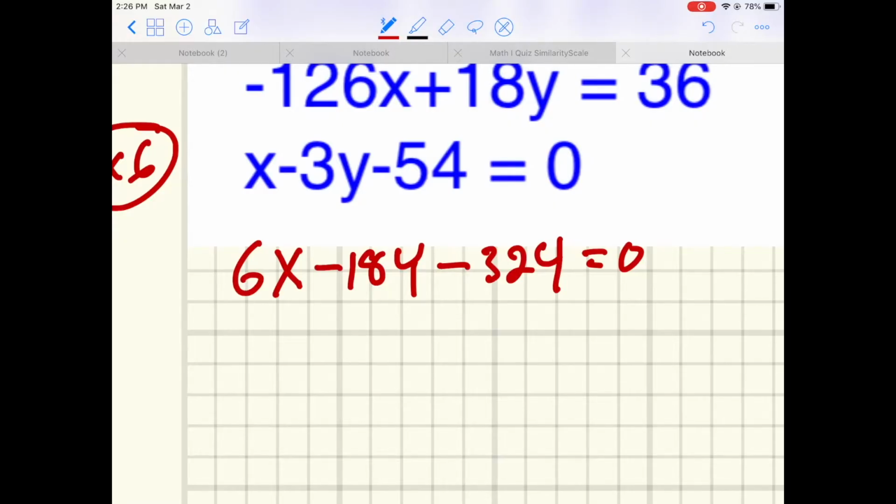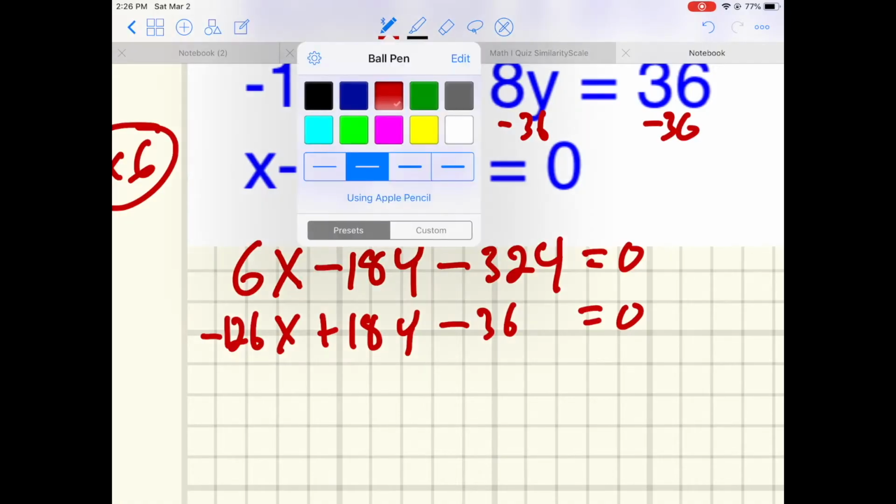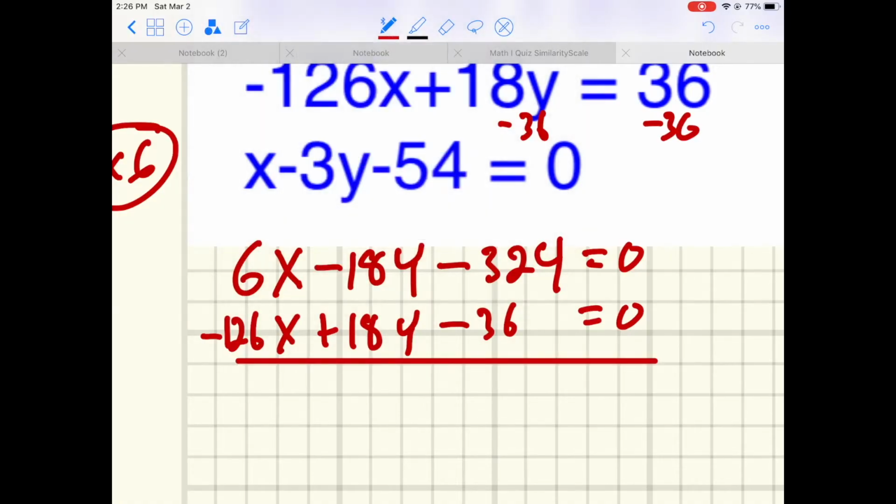I'm going to add that to the top equation, to the first equation, so negative 126x plus 18y. I'm going to subtract 36 from both sides. 36 minus 36 is equal to 0. Then I'm going to add everything to those two equations together. I'm going to get negative 120x. Negative 18y plus 18y is 0. Negative 324 and negative 36. 24 and 30 is 54 plus 6 is 60. So negative 360 is equal to 0.